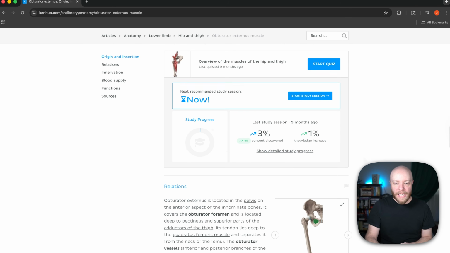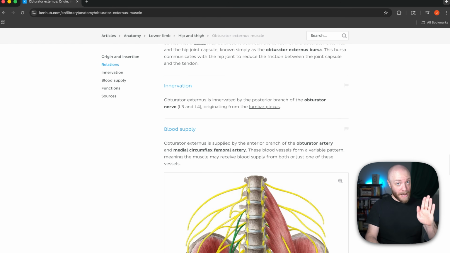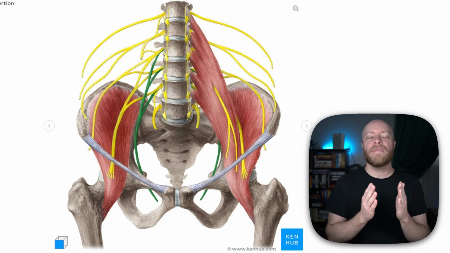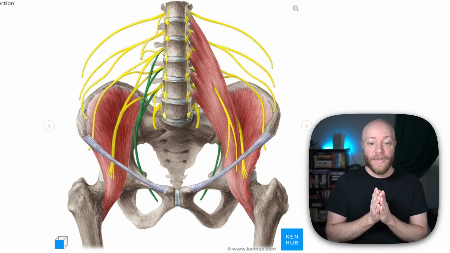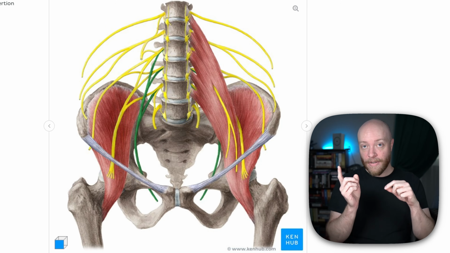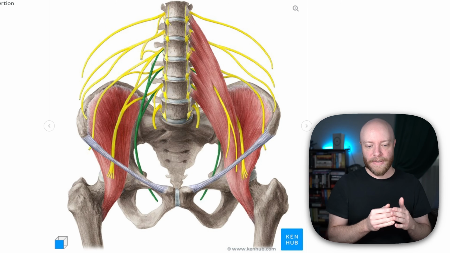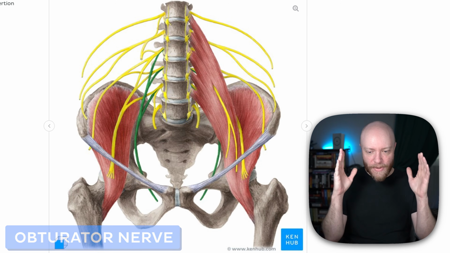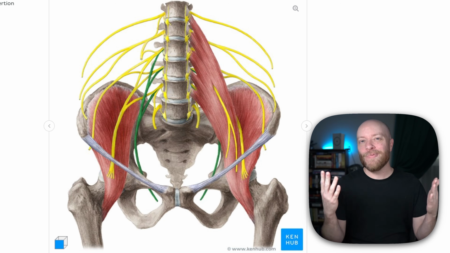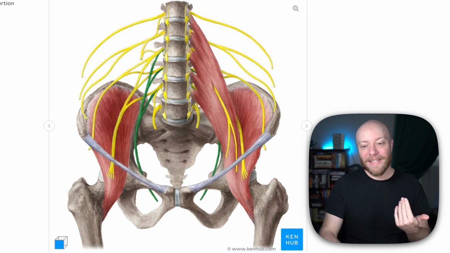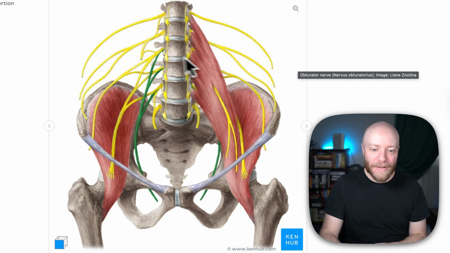But what I want to do, before we look at some animations of the actual functions of obturator externus, is briefly go over its innervation. And this is not going to surprise you, because the nerve that goes to the obturator externus is the obturator nerve. Love it. I love it when that works. It doesn't work that way all the time, but when it does, it is really nice. And you can see that highlighted here in green for us.